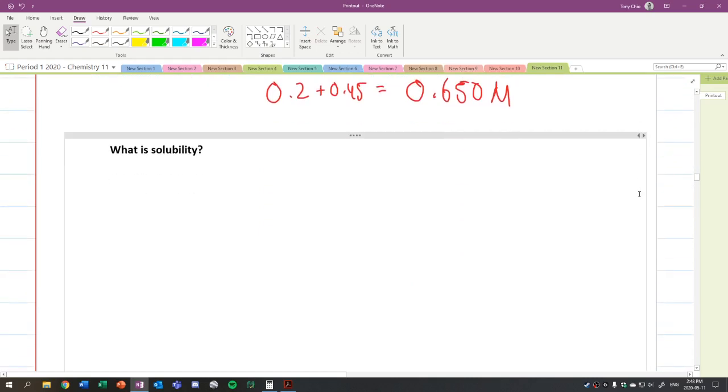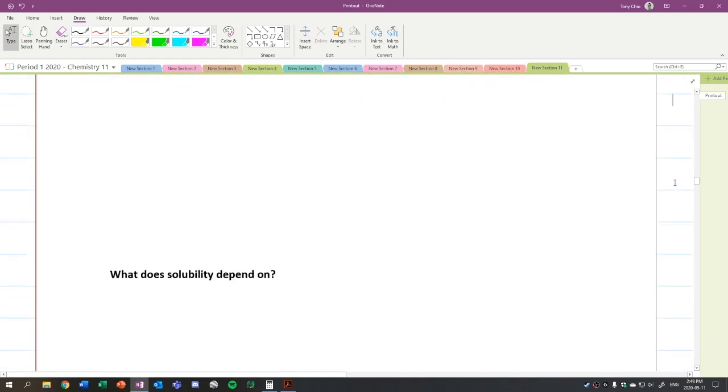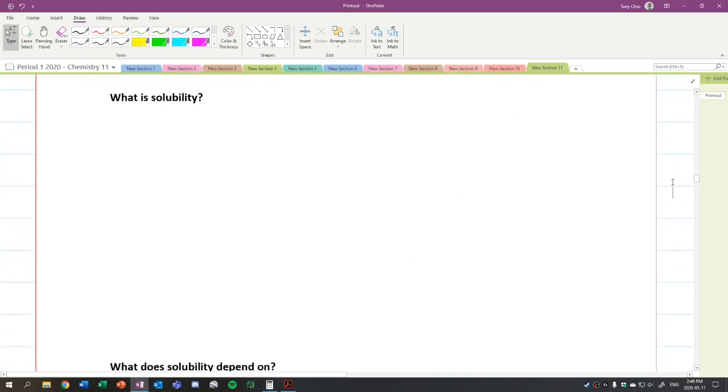Our next thing we're talking about is what is solubility, and then what does solubility depend on. So what is solubility? Well, solubility is defined as the maximum amount of a solute which can dissolve in a given amount of solvent at a given temperature. Its unit is grams per 100 milliliters or grams per liter. But it depends on many things.